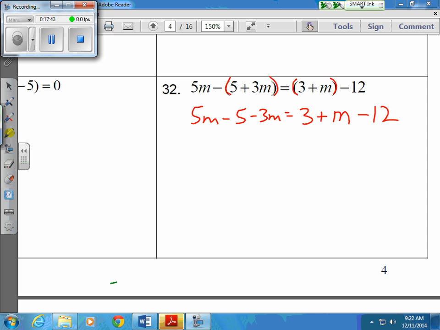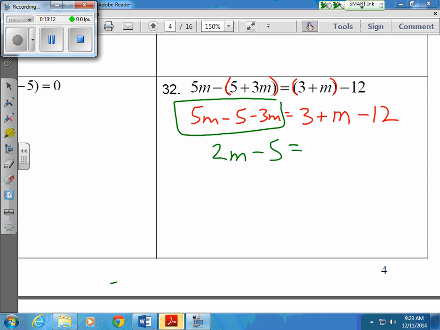Trying to solve an equation. Before you start getting all the letters on the left and the numbers on the right, you need to simplify each side first. On the left, there are 3 pieces. I call them 3 terms. Maybe it'll make more sense. There's a 5m, a negative 5, and a negative 3. So that would give me 2m. And then minus 5 still stays because there was nothing else of that type.